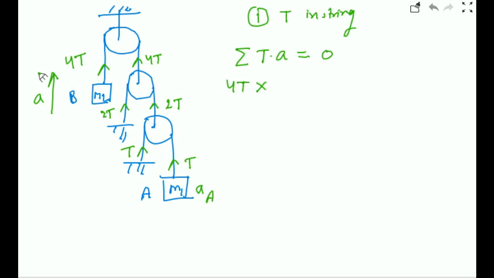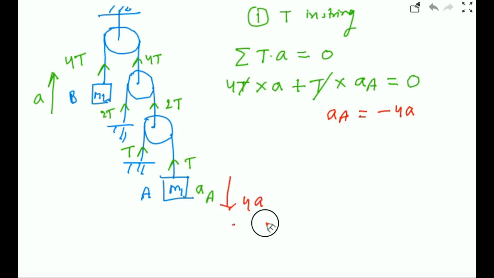Into what is acceleration of A? We have already supposed that A is going in the upward direction, plus tension on M1, like mass A, that will be T. We don't know about the acceleration of A, so we just write a_A, that equals 0. So tension will cancel. Now the acceleration of A equals minus 4a. The minus is showing the direction of acceleration of the particle is downward, and the magnitude is 4a.